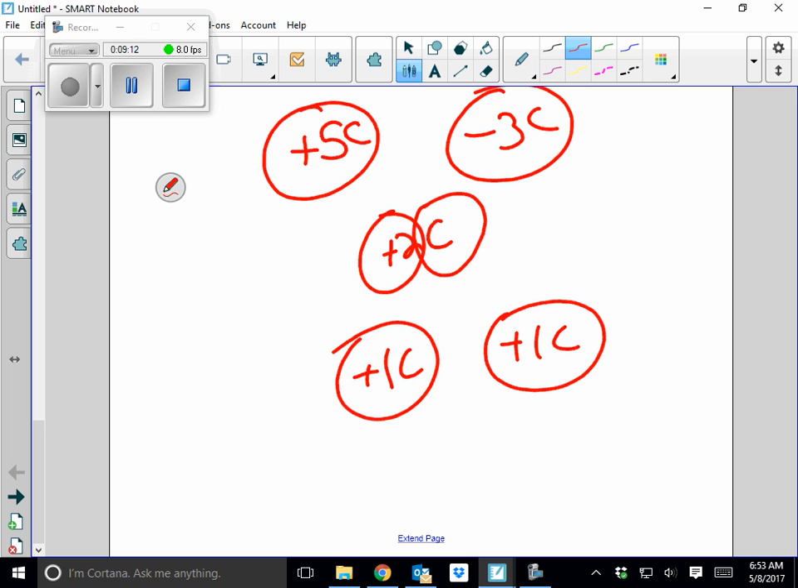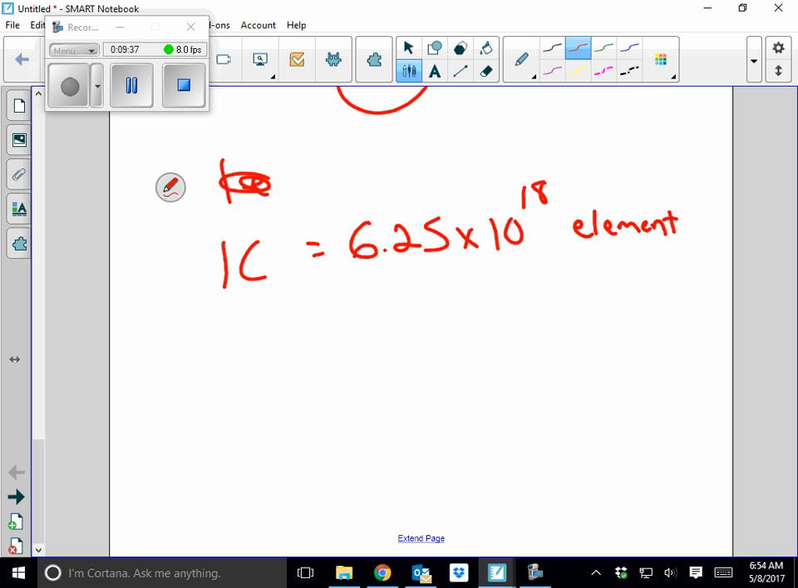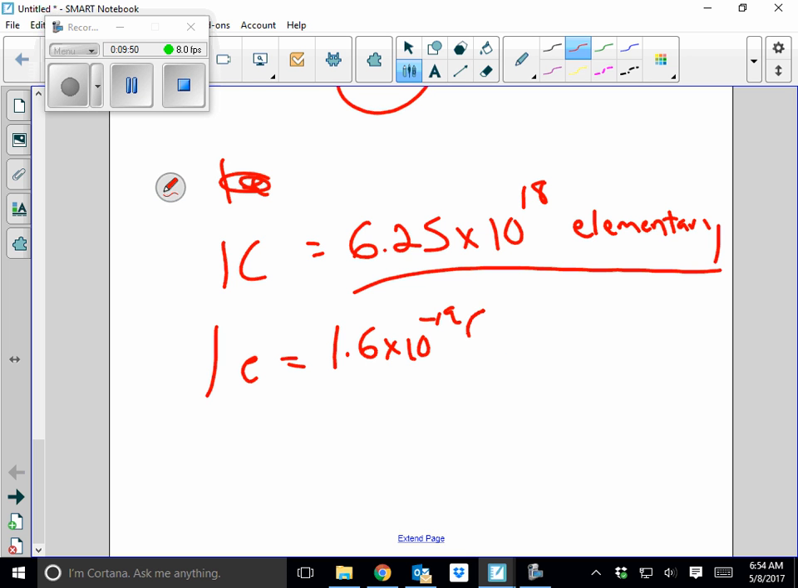Which also leads me to remember, sorry, there is in 1 coulomb, there is, on your reference table, I believe it's 6.25 times 10 to the 18 elementary charges. 6.25 times 10 to the 18 elementary charges, which is a lot. And sometimes you're told how many elementary charges you have. But remember, 1 elementary charge is 1.6 times 10 to the negative 19 coulombs.